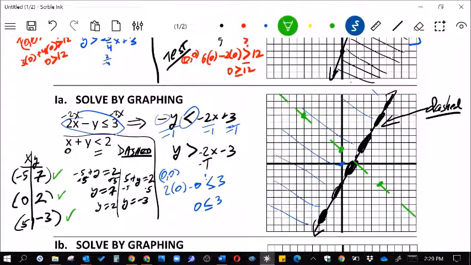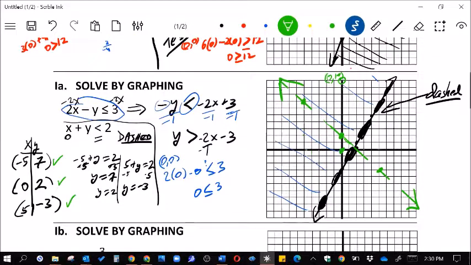Now, here is where I need to figure out where to shade. And again, the 0, 0 works well. But let's pick something else. Let's pick a number like here. If I pick this one, that's on one side or the other. And this one is 0 for the x and 10 for the y. So let's put that in and see what happens.